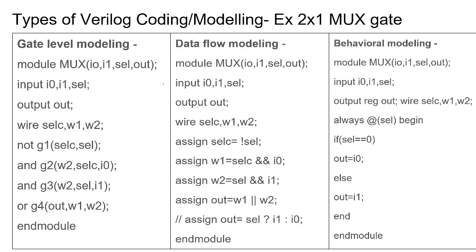In the same way, consider the implementation of a 2:1 multiplexer. This is using the gates and using the operator, or else you can directly implement it using the conditional operator. And in the behavioral level, we are implementing the truth table: if the selection is 0, we are selecting I0, otherwise I1.